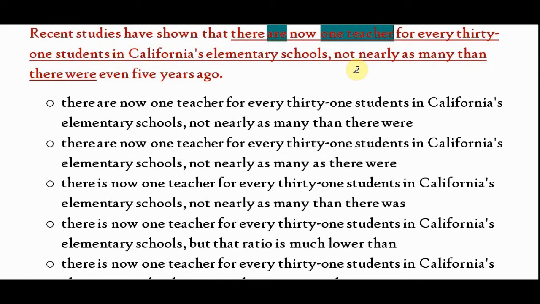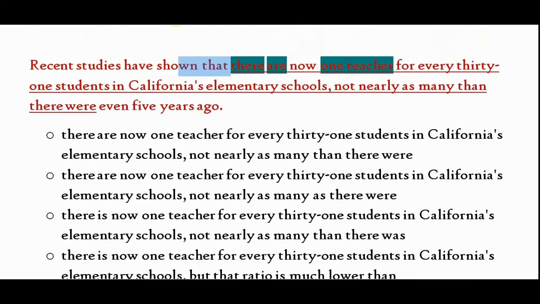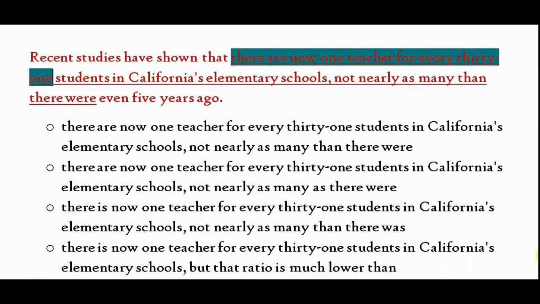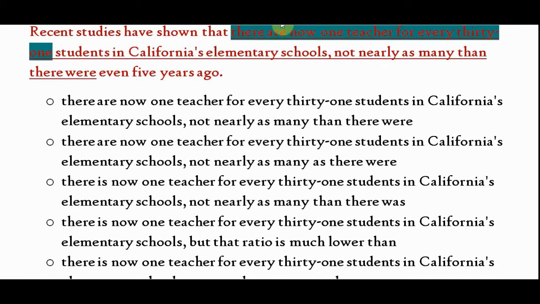Remember, whenever any clause starts with here and there, in that case subject will be after verb. And what is verb here? Are. So in that case subject will be after are, and that is one teacher. If you do not remember rule, I'll share the link in description. You can go through and recheck it.